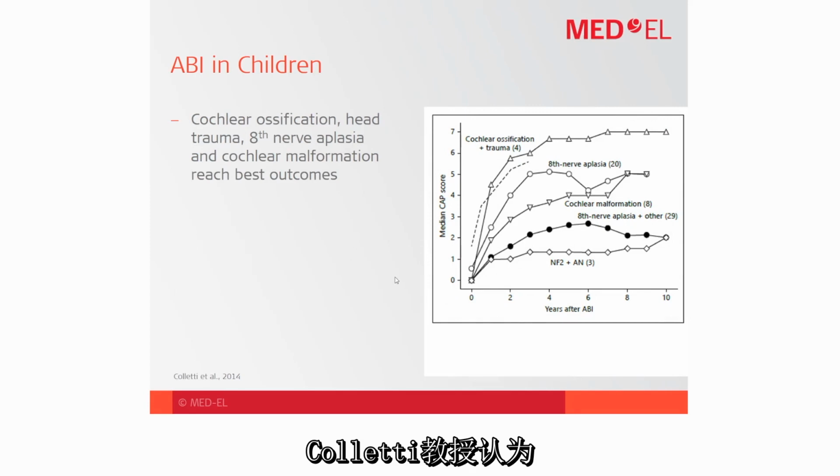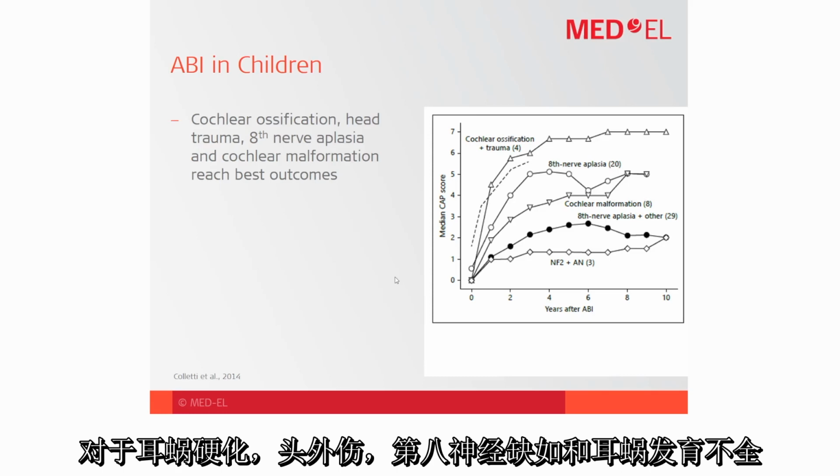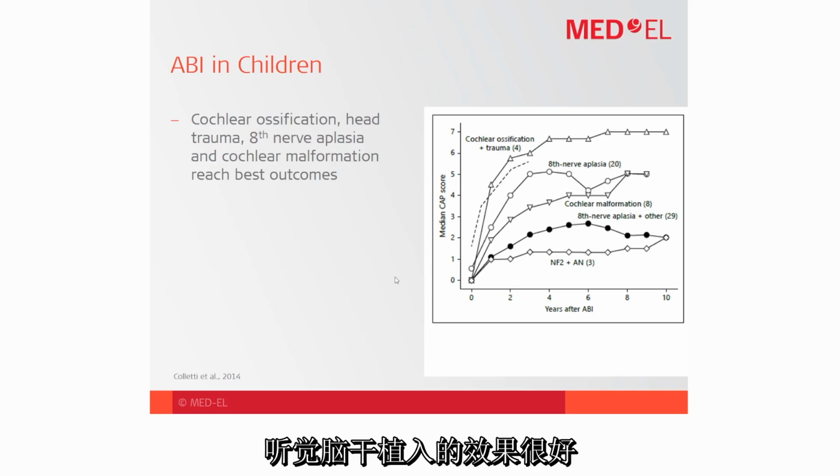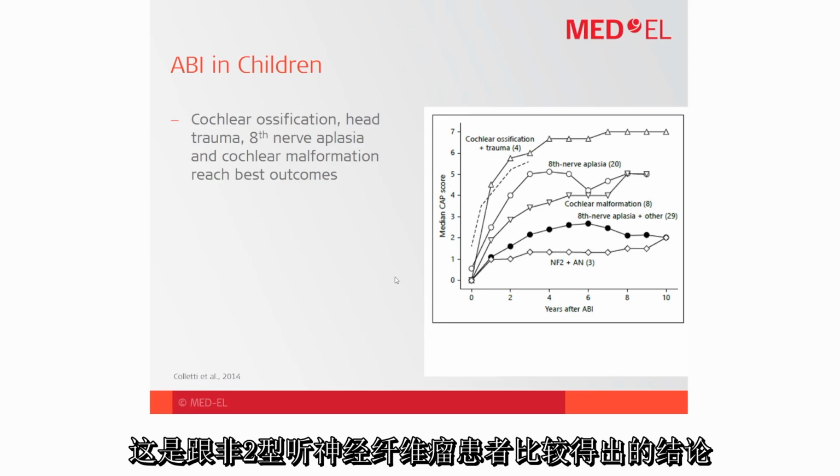So in that study, Colletti found that the best outcomes were achieved when the patients were implanted with pathologies of cochlear ossification, head trauma, eighth nerve aplasia, and cochlear malformation. Those were the patients that reached best outcomes compared to the NF2 tumor patients who were implanted.